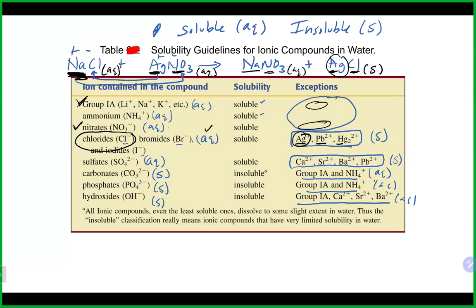So that is how you could use these rules to determine what would be your solid if you had a precipitation reaction, what would not be a solid, what would be a solution. Any questions on that there? So why don't you try one here?